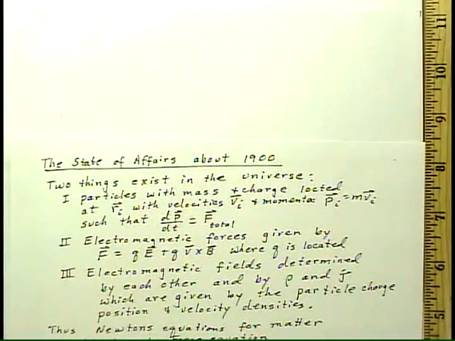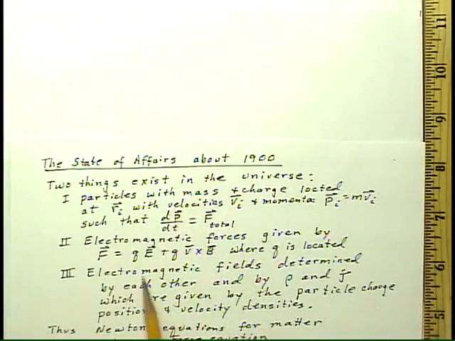Then finally, we have the electromagnetic fields themselves. They are determined not only by each other. In other words, as we know, a changing electric field gives us a magnetic field, and a changing magnetic field gives us an electric field, but also by the currents J, the current densities, and the charge densities due to the particles.